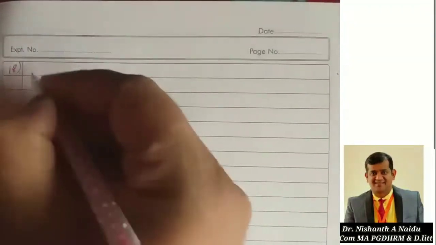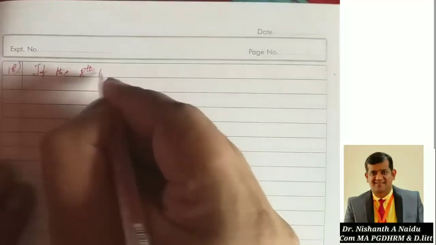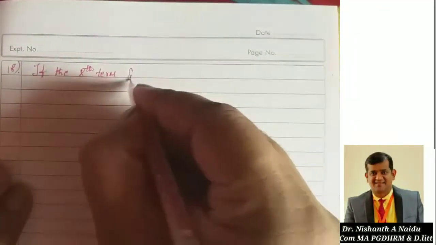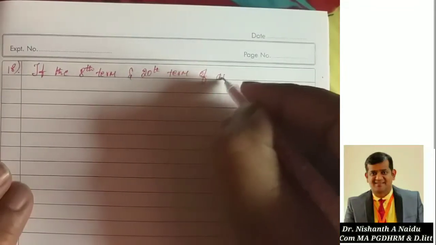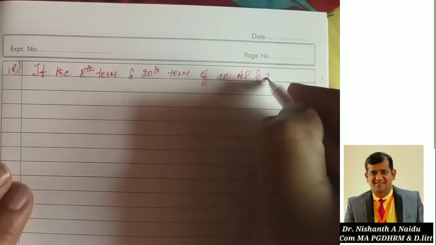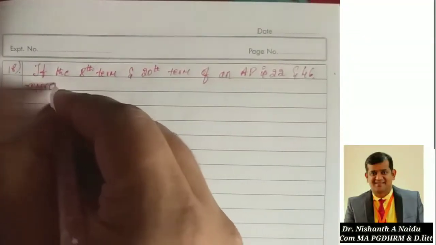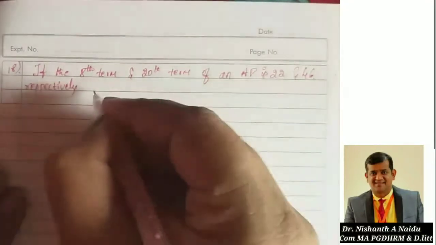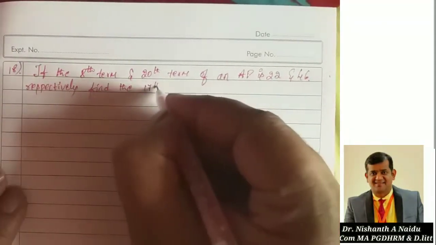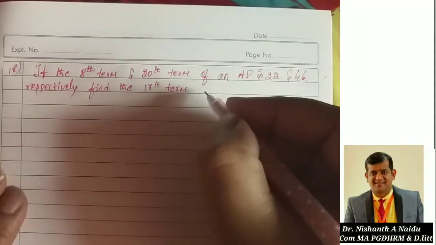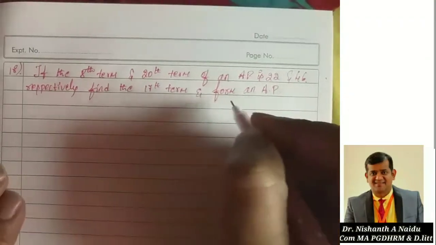So problem number 18. The problem is: if the 8th term and 20th term of an AP are 22 and 46 respectively, find the 17th term and form an AP, form an arithmetic progression.